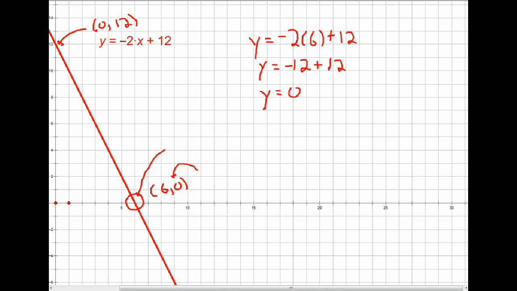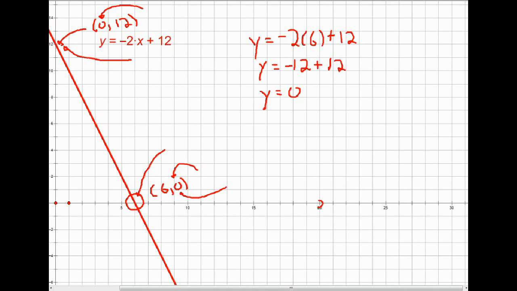Now this coordinate is where the line touches the x-axis. And that coordinate has a name, and it's called the x-intercept. Just like this coordinate here is called the y-intercept. It's where the line touches the y-axis. And if we look at the y-intercept, we can see on the y-axis, the x value is always equal to 0. So similarly, on the x-axis, the y value is always equal to 0.